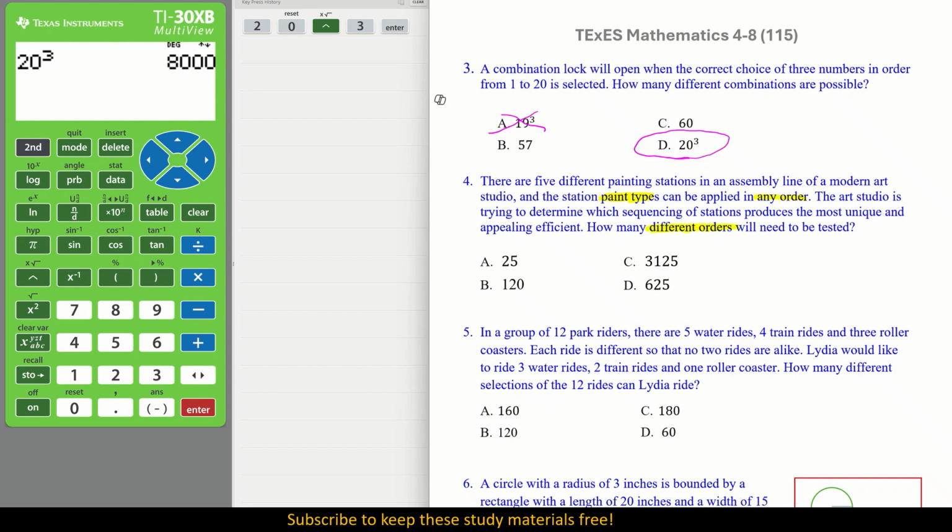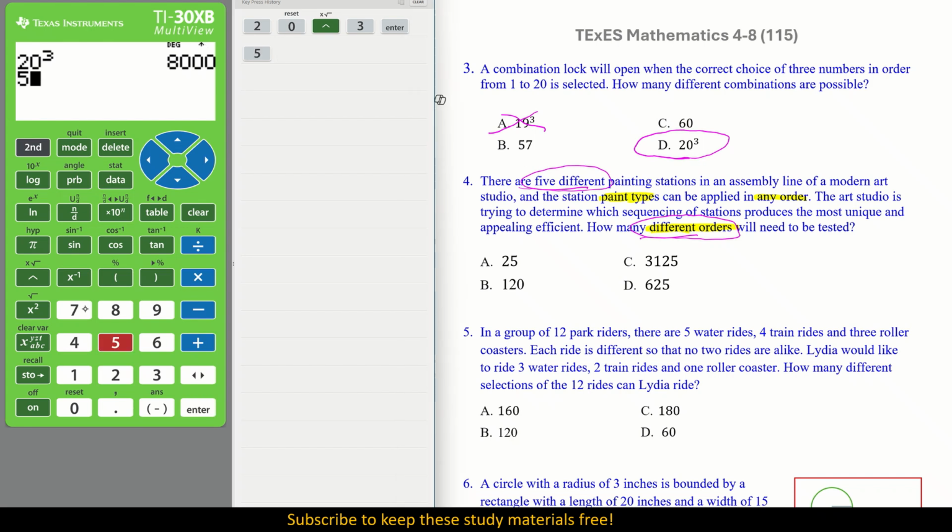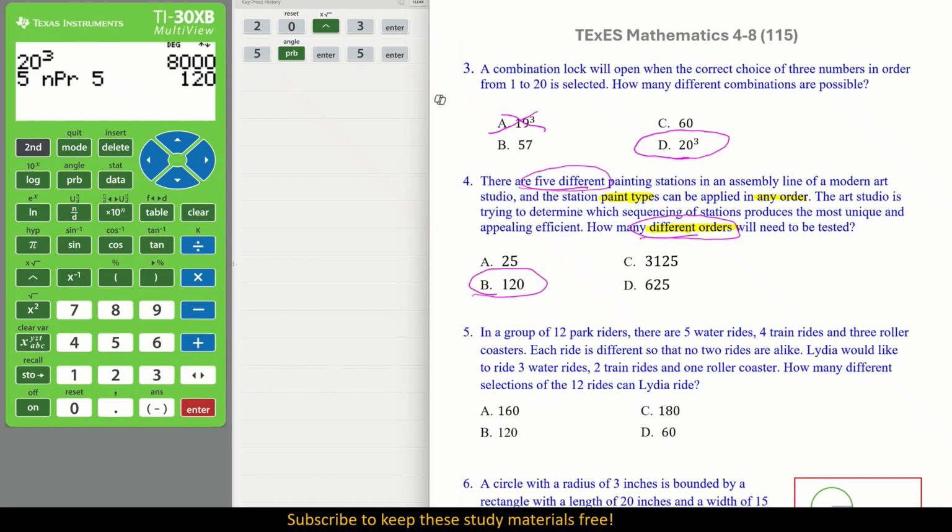So order does matter. That means this is a permutation. Okay, how many stations do we have? We have 5. And the order matters, and we want the total. Okay, so it's not probability. So we're looking for 5 out of 5 permutation. So 5 prob number 1, 5 again, 5 out of 5 permutation, enter 120, and that is our option.